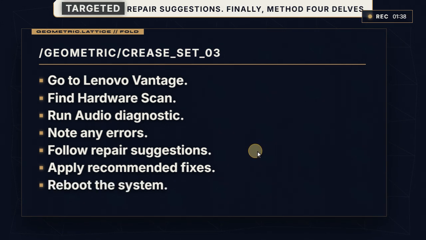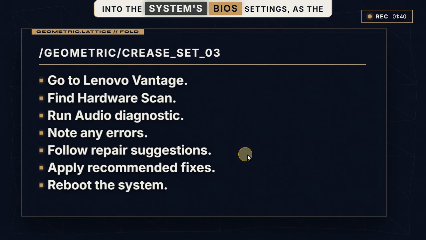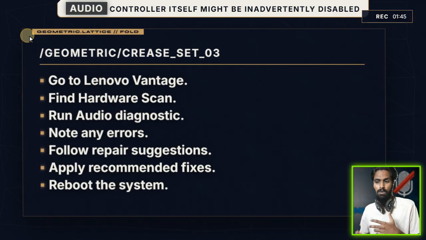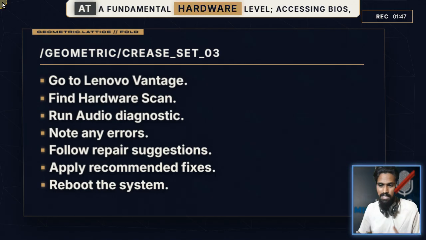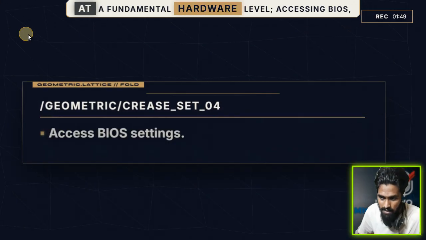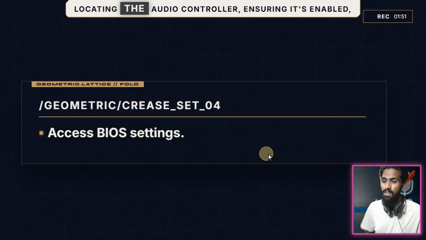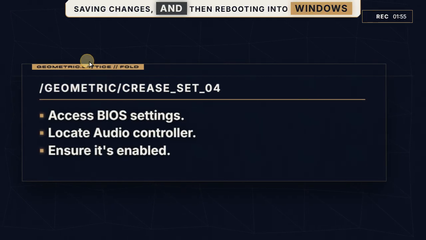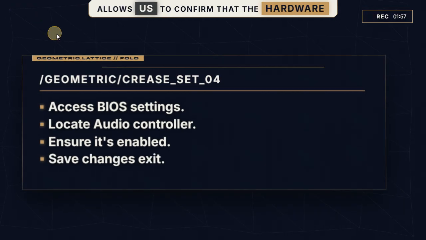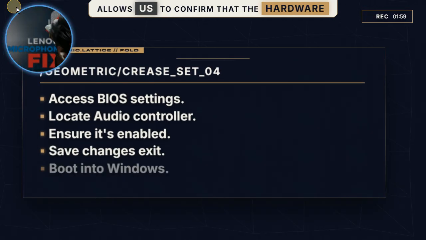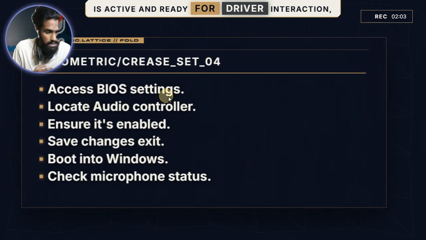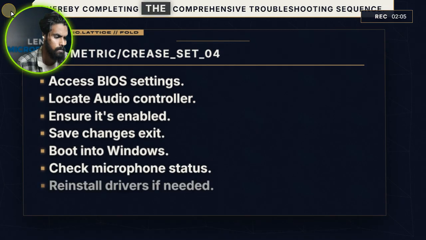suggestions. Finally, Method 4 delves into the system's BIOS settings, as the audio controller itself might be inadvertently disabled at a fundamental hardware level. Accessing BIOS, locating the audio controller, ensuring it's enabled, saving changes, and then rebooting into Windows allows us to confirm that the hardware is active and ready for driver interaction, thereby completing the comprehensive troubleshooting sequence.